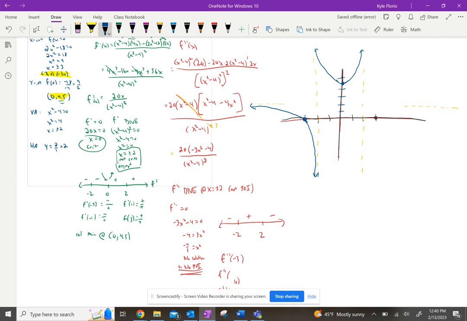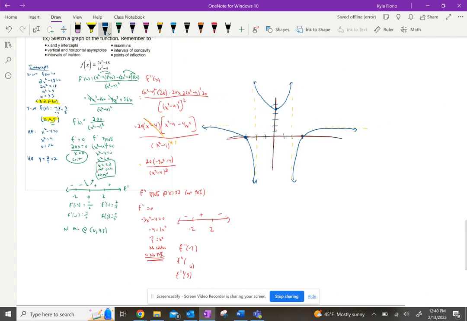asymptotes. Now, once I pass 2, what happens? Well, my function is going to be increasing, but it's also going to be concave down. So it's going to be increasing and concave down. So it's increasing, concave down, goes through my x-intercept, and it hits my asymptotes. So that is what that function looks like.